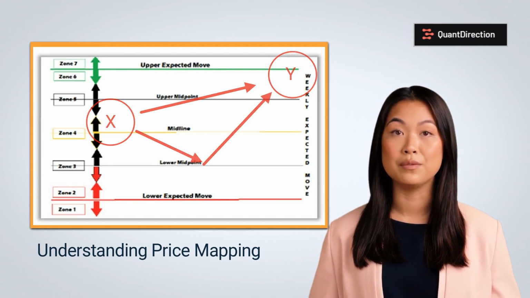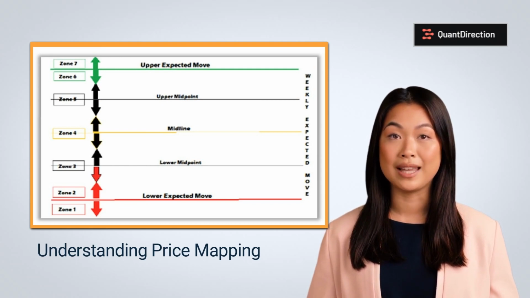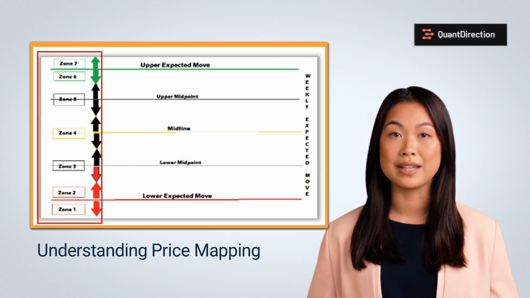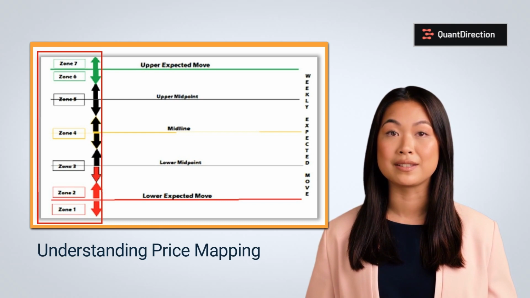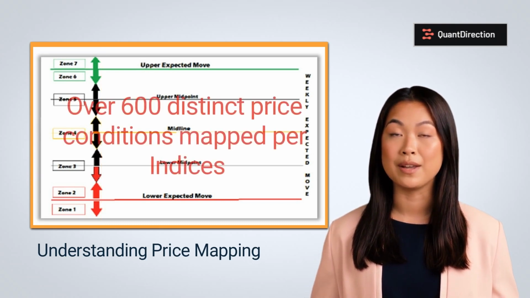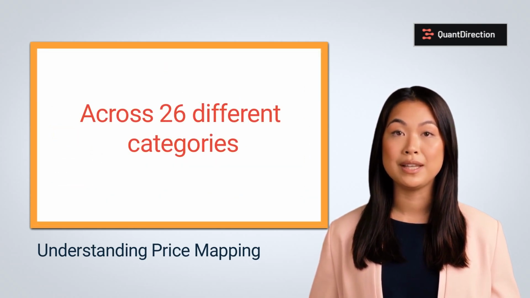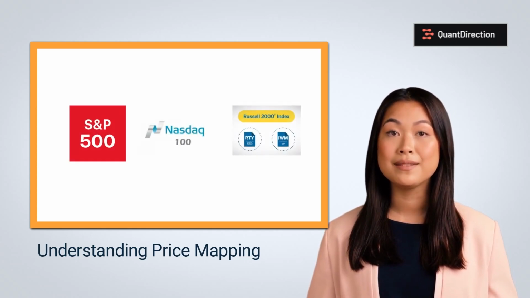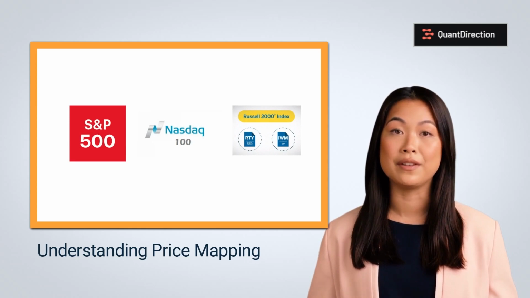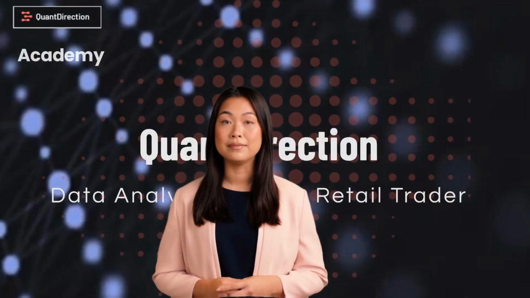With any price condition, we are only concerned if price moves from level X to level Y and not how it gets there. The area around the weekly expected moves were mapped into 7 distinct price zones. Every price condition therefore begins and ends within one of these price zones. We found over 600 distinct price conditions that could be grouped into 26 different categories. These price conditions and categories are the same whether we are mapping the S&P 500, the NASDAQ 100, or the Russell 2000. I hope this overview of price mapping has been helpful.